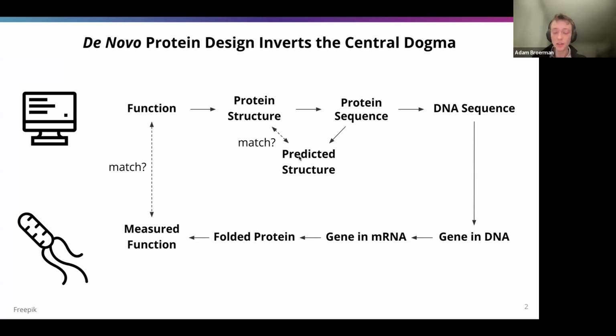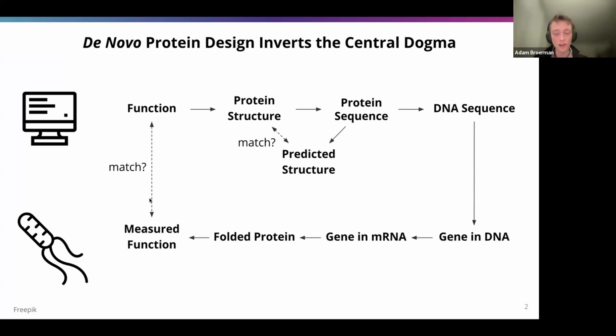Designs which pass those filters, we can reverse translate that amino acid sequence into a DNA sequence. And then here's where we can go from the world of computers to actually the real world. We can synthesize the actual DNA molecules encoding our proteins, put those genes into real cells. They will express our protein from those genes, and then we can purify that protein and measure whether it actually performs the function that we designed. And if that matches, then that's a successful design.